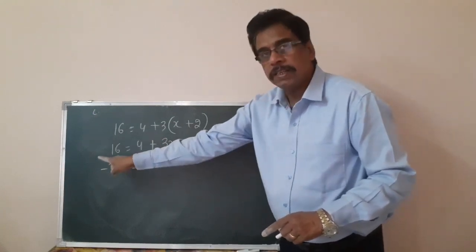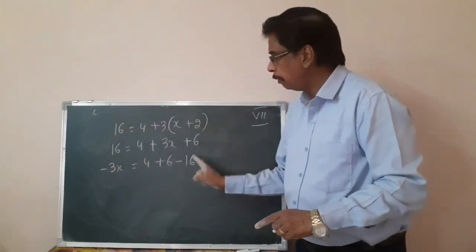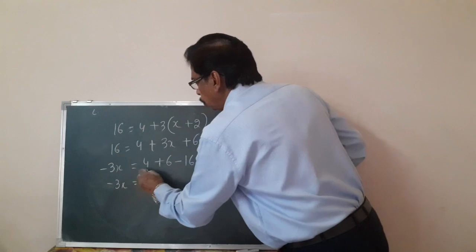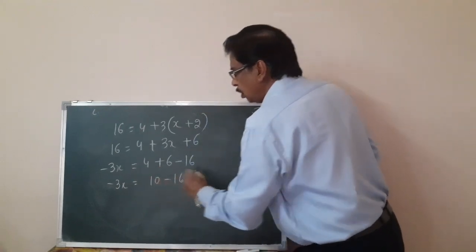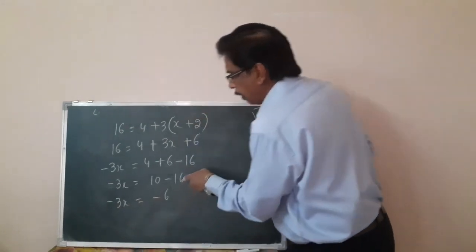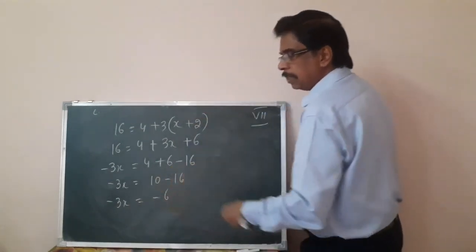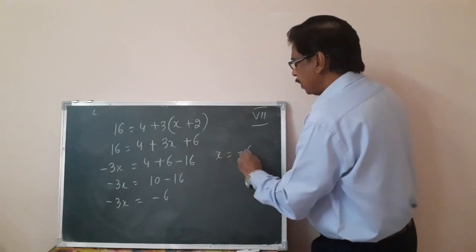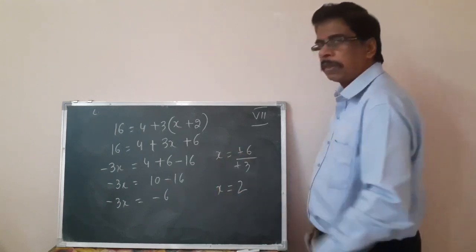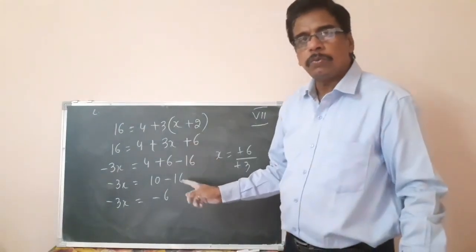16 is on the left hand side. Bring it to the right hand side, becomes minus 16. So minus 3x is equal to 6 plus 4 is 10 minus 16. Minus 3x is equal to minus 6. By subtracting 16 from 10, we get minus 6. So x is equal to minus 6 upon minus 3. X is equal to 2.